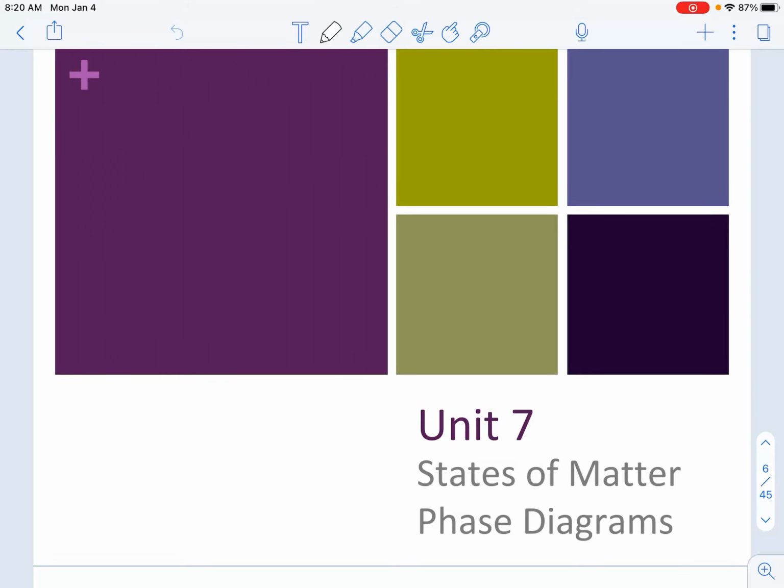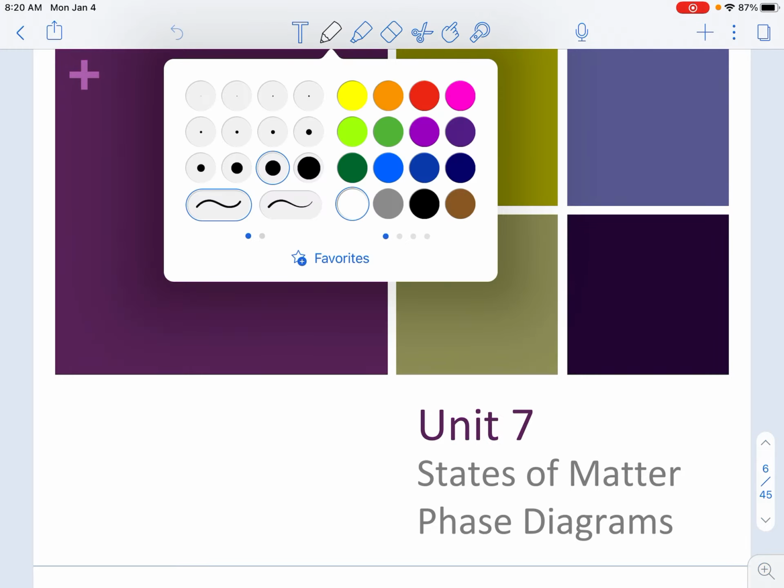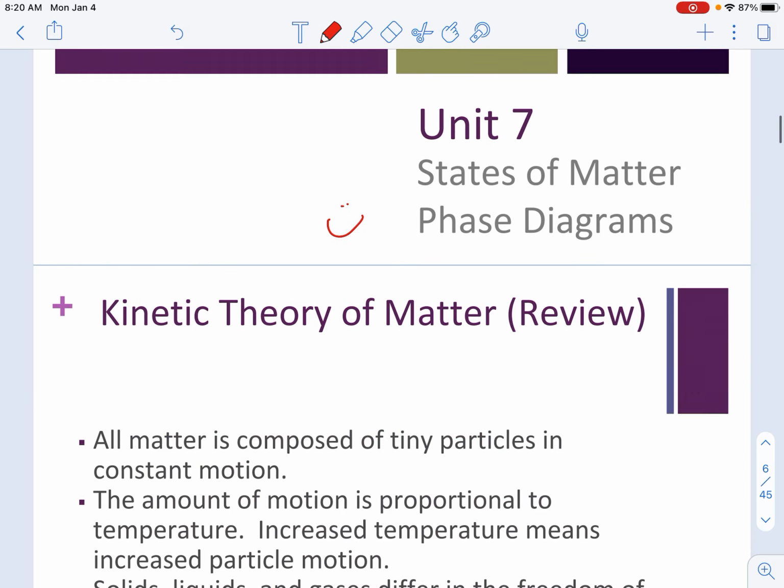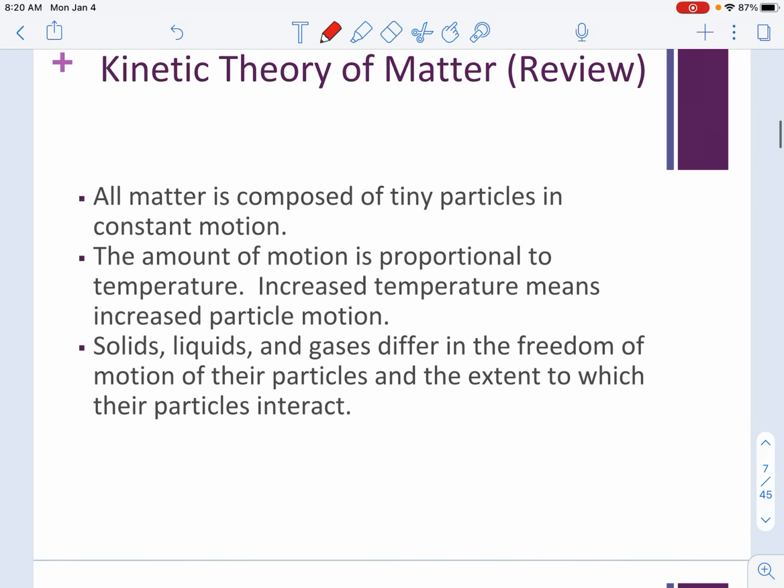All right, let's continue on with unit number 7, talking about the different states of matter or the kinetic molecular theory. So, in this lesson for today, we're going to be talking about solids, liquids, and gases, as well as phase diagrams. I know it makes everybody very excited. So, let's just do a review of what we talked about yesterday.